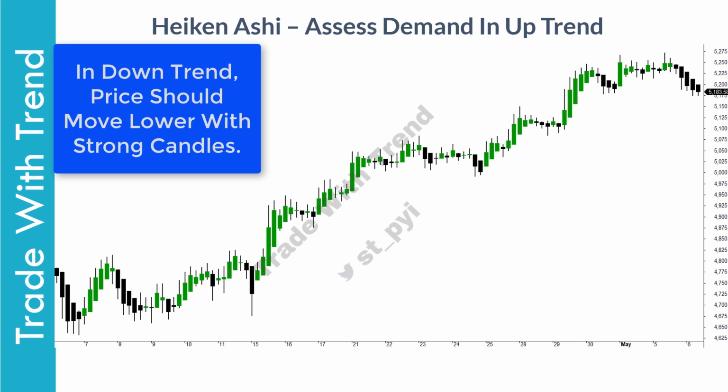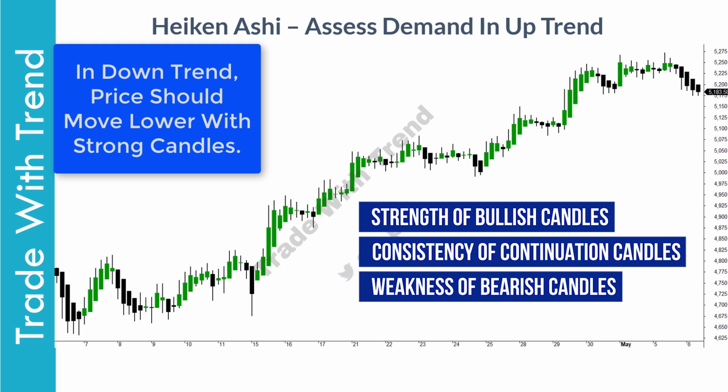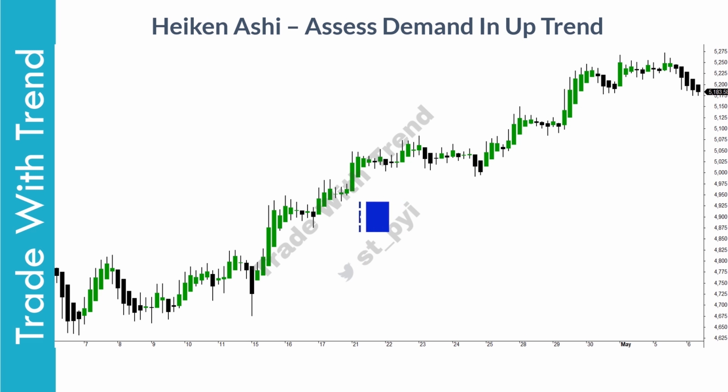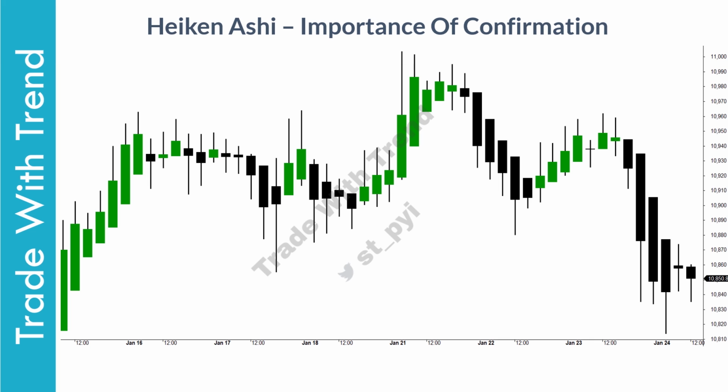Now always remember that while assessing strength of up move, you need to assess strength of bullish candles, consistency of continuation candles, and weakness of bearish candles together. In this section, we will see why continuation candles are as important as initiation candles. Now, a couple of slides back, I had mentioned that for successful price trend analysis, you will need continuation candles to confirm the bullish or bearish bias of initiation candles. Now, let me explain this here.